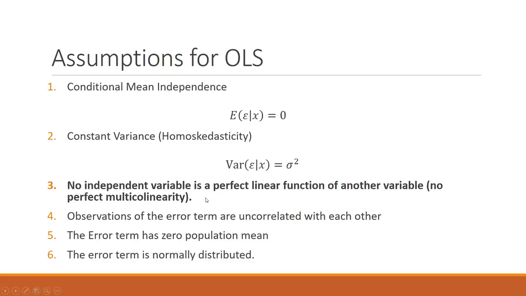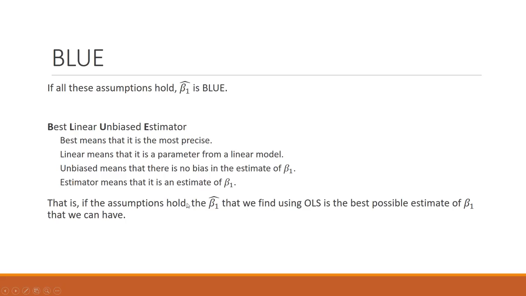The next one is the one we're going to focus on today. No independent variable is a perfect linear function of another variable. No perfect multicollinearity. This is what we're going to talk about today, this notion of multicollinearity. And again, if all the OLS assumptions hold, then beta 1 hat is BLUE, the best linear unbiased estimator.